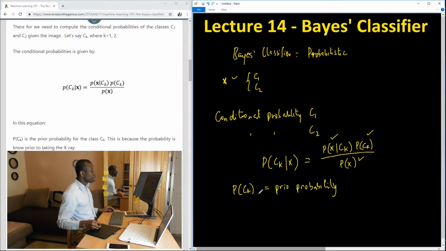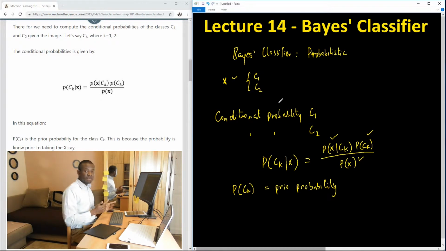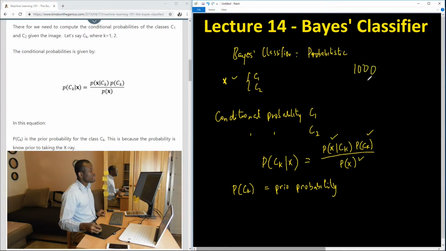So what this means is the probability of C1 without having any test performed. So it means what is the percentage of people with cancer who are patients, and what is the percentage of people who don't have cancer and they are patients. So let's say we have 1,000 patients in 1 year.